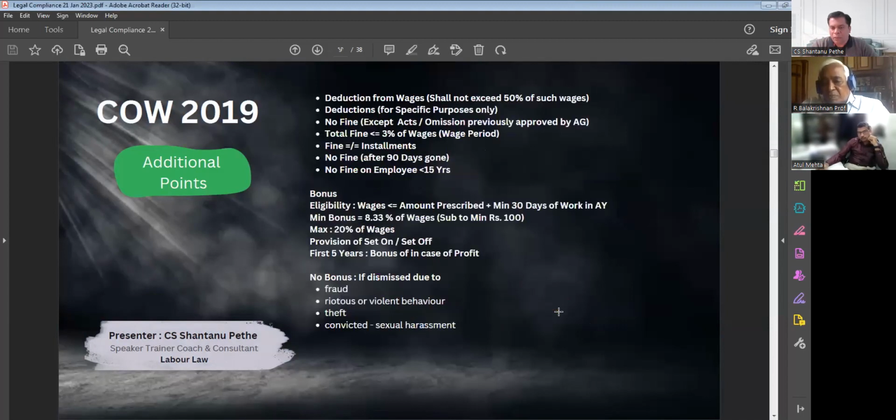They are employees, but with some protection. As we have seen, a fine cannot be imposed on them.